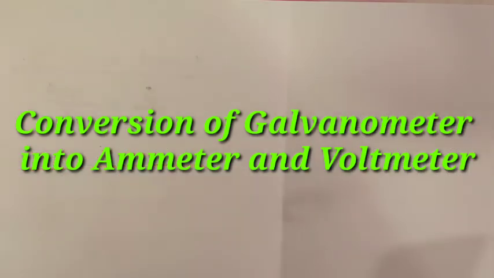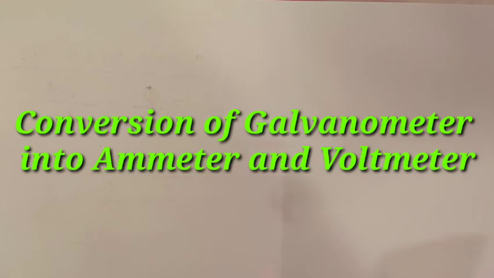Okay, how can we convert a galvanometer into an ammeter? To measure the current in a circuit, an ammeter must be inserted in series in the circuit so that the current to be measured passes through it. I repeat, to measure the current in a circuit, an ammeter must be inserted in series so that the current to be measured passes through it.